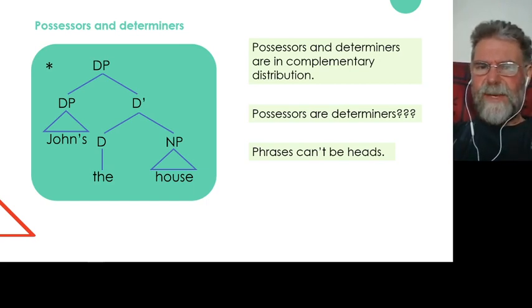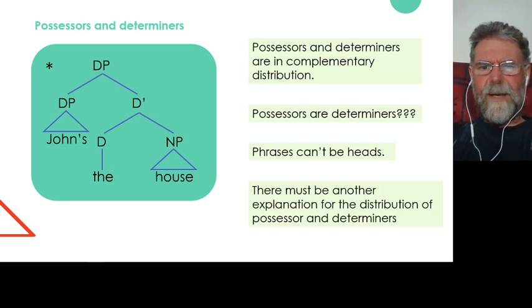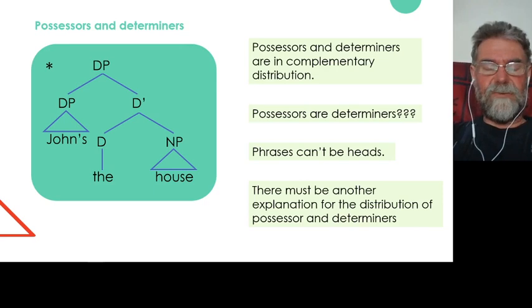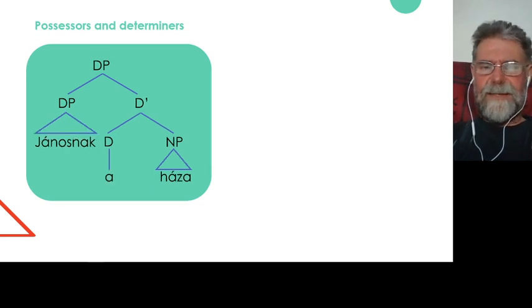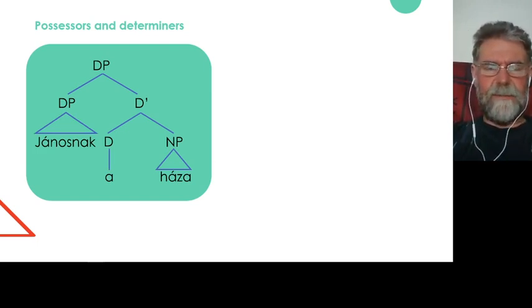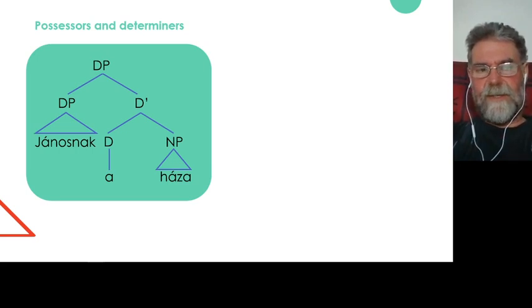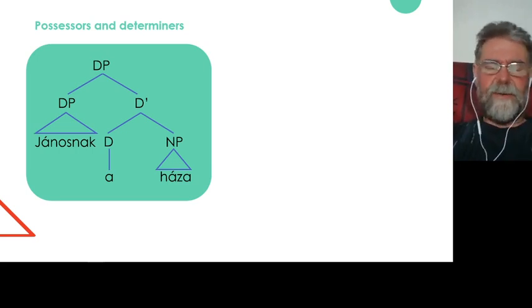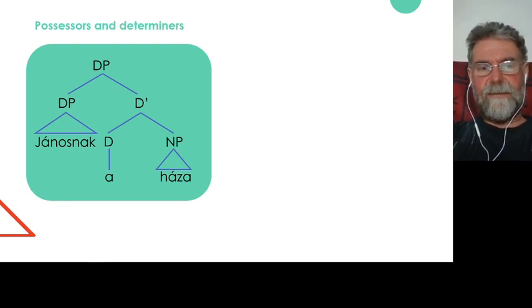So the observation is a very strange one, that possessors and determiners should be in complementary distribution. There's got to be some other explanation for why possessors and determiners distribute like they do, rather than to say that they are one and the same kind of thing. Now, one indication that that is the right way to look at it is the fact that it's not true in all languages that possessors and determiners are in complementary distribution. Have a look at this example, which is a case of Hungarian.